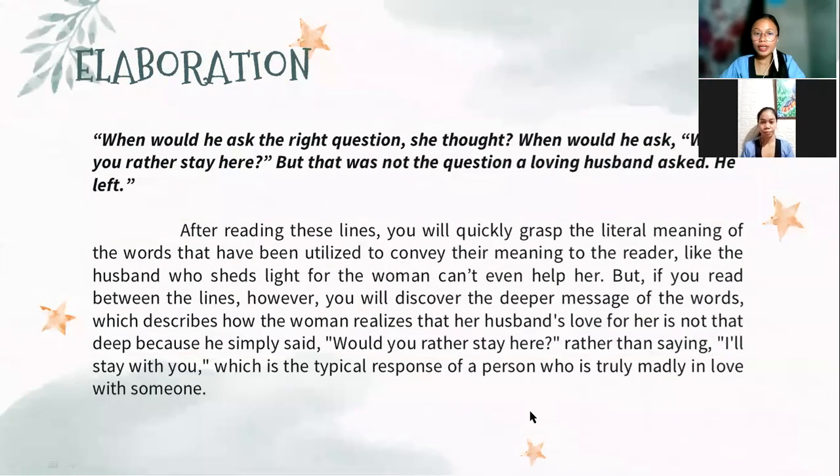The last is, when would he ask the right question? She thought, when would he ask, would you rather stay here? But that was not the question a loving husband asked. He left. After reading these lines, you will quickly grasp the literal meaning of the words that have been utilized to convey their meaning to the reader, like the husband who sheds light for the woman but can't even help her. But if you read between the lines, you will discover the deeper message of the words, which describes how the woman realizes that her husband's love for her is not that deep because he simply said, "Would you rather stay here?" rather than saying, "I'll stay with you," which is the typical response of a person who is truly madly in love with someone.